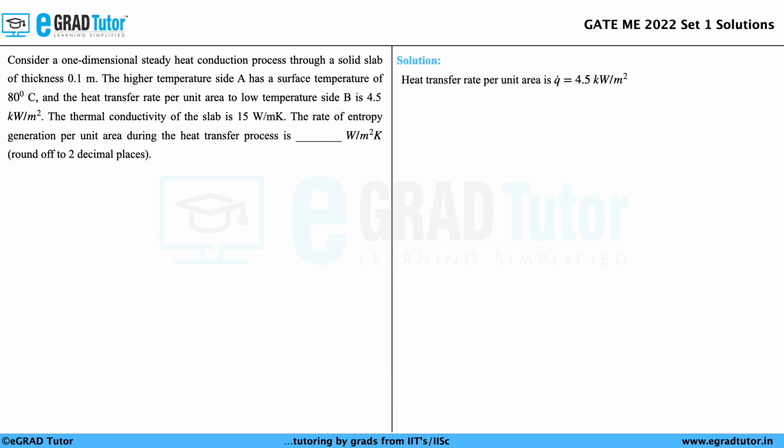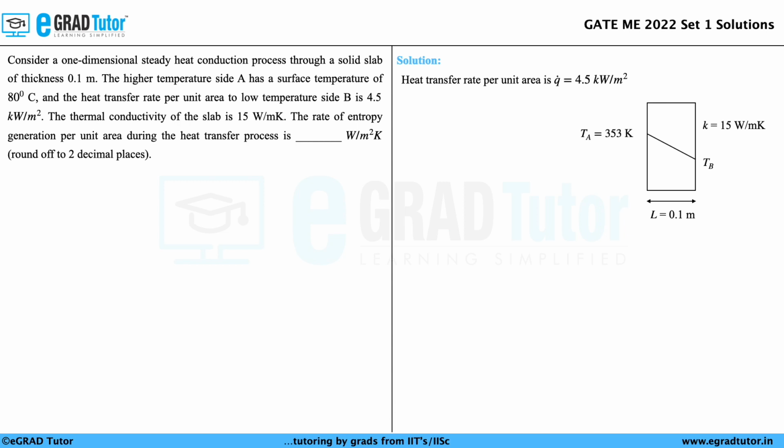We have the heat transfer rate per unit area, that is Q dot, equal to 4.5 kilowatt per meter square, and let us consider that this is the solid slab having a thickness L equal to 0.1 meters. It has a thermal conductivity K of 15 watt per meter Kelvin. On the left hand side, let us assume that it is the high temperature side A and it has a surface temperature of 80 degrees centigrade, which is nothing but 353 Kelvin. And on the right hand side of the slab, we have the low temperature side B.